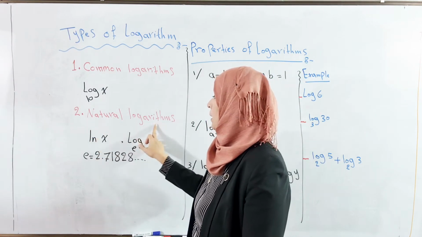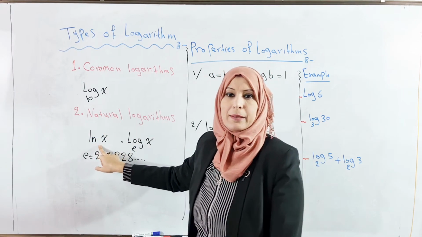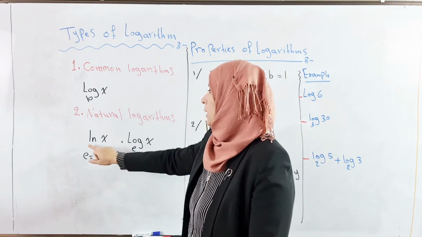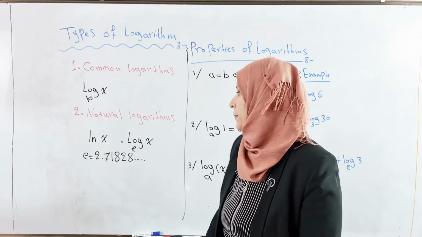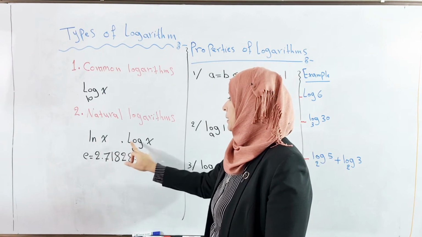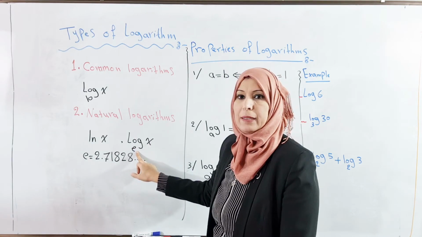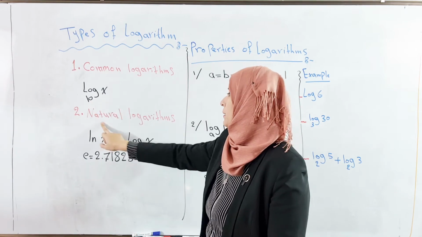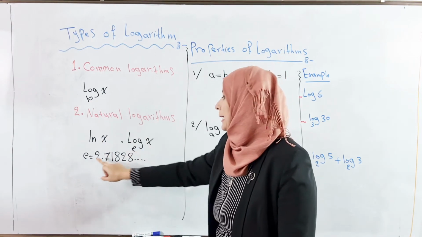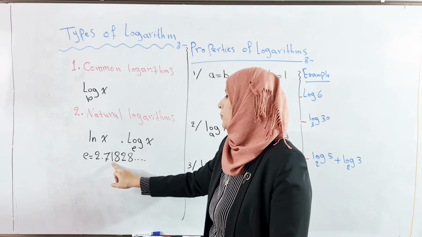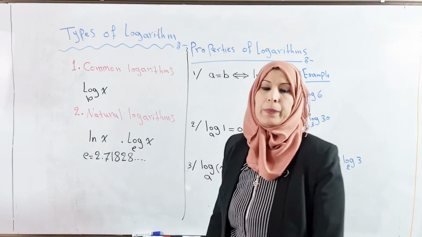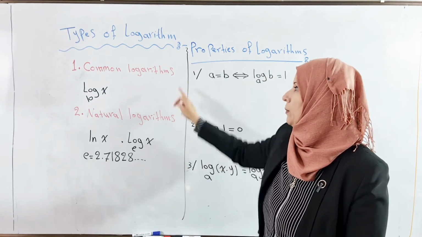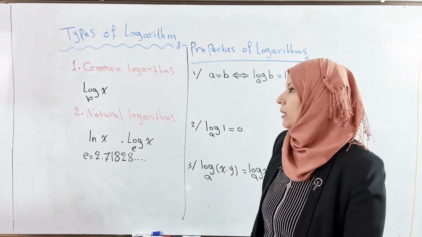Natural logarithm is represented by ln x. هذه المادة طبعا راح تاخذها إن شاء الله صف سادس. اللوغاريتم الطبيعي ln x. ln x represents logarithm x for base e. Common logarithm for base 10 and natural logarithm for base e. e is equal to 2.71828 etc. اوكي هذا عندنا نوعين اللوغاريتمات اللي هي common logarithm and natural logarithm.